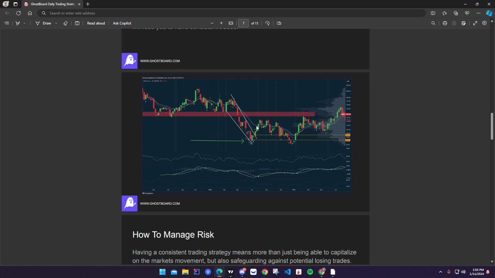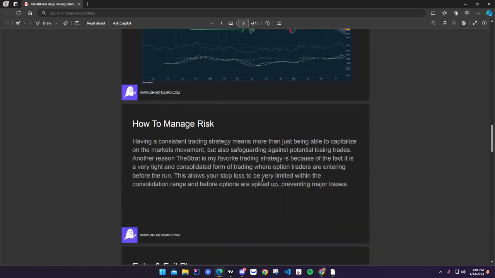If you entered any longs here, it would be great. You're breaking that consolidation, and that's where you're supposed to be taking longs. But this is that consolidation period, which makes the risk management a very easy approach on this. So I'll move on here. Allowing your stop loss to be very limited within the consolidated range before the options spike up, preventing major losses.